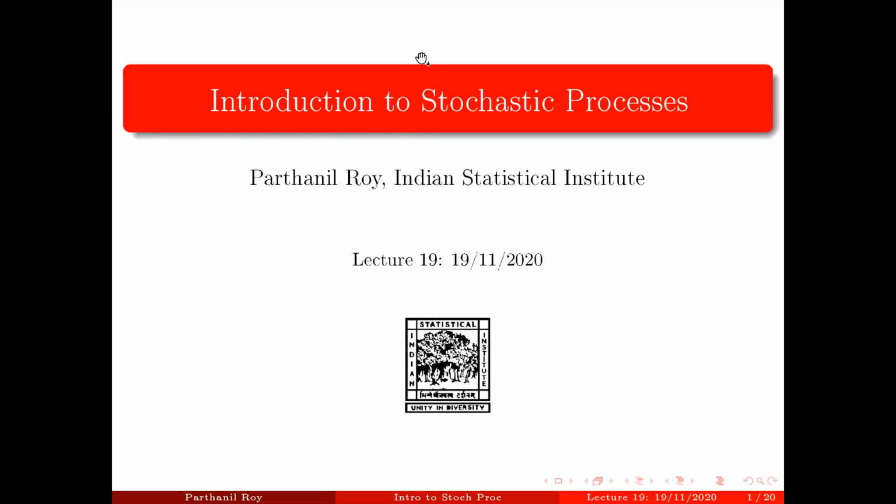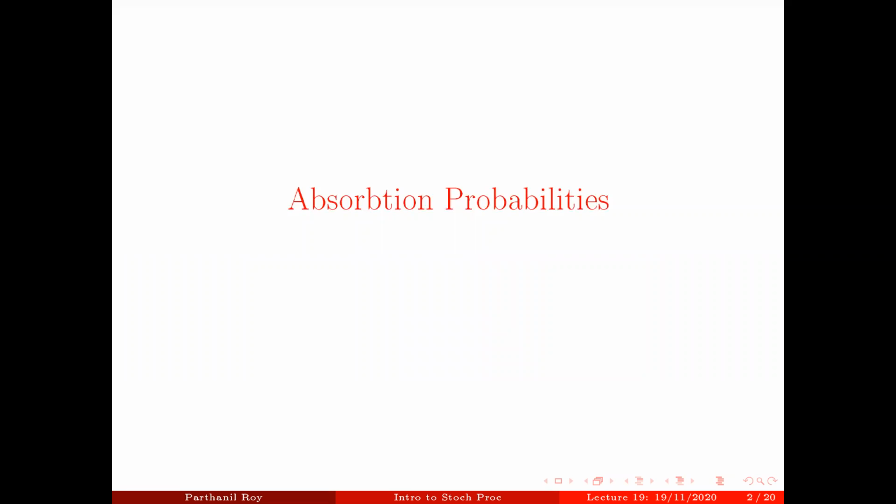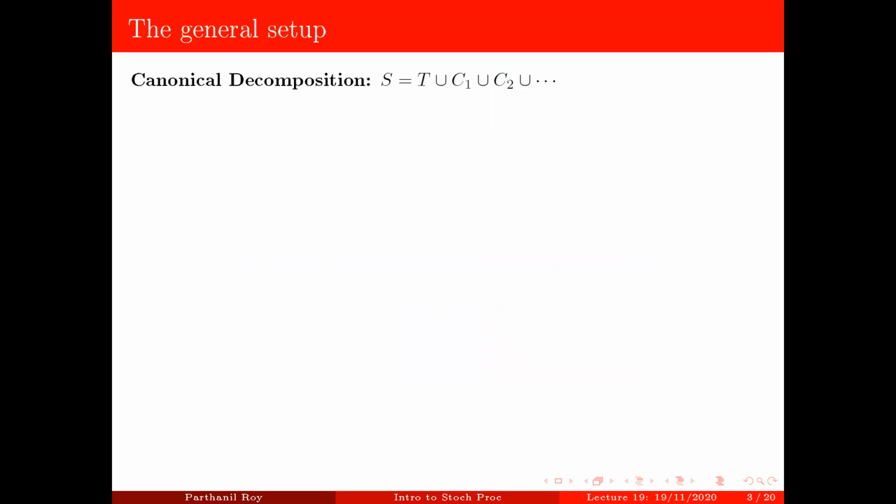So we'll start today's lecture with the absorption probabilities. We have already gone through a bit of it, but let me quickly recall the notation. The general setup goes like this. We decompose the state space into its canonical decomposition, namely T is the set of all transient states, and then C1, C2, etc. are the closed and recurrent classes. So these are recurrent classes which are closed essentially.